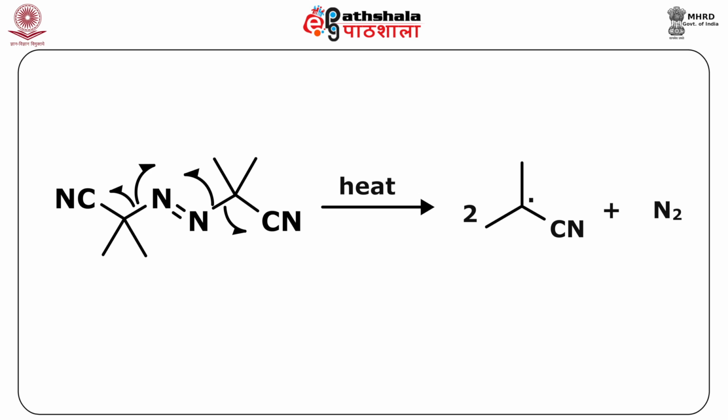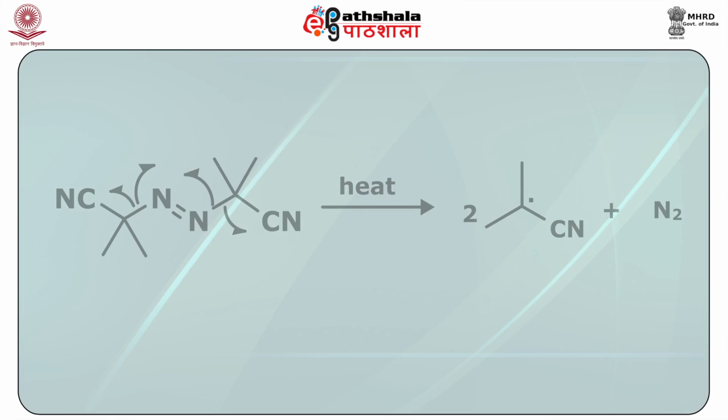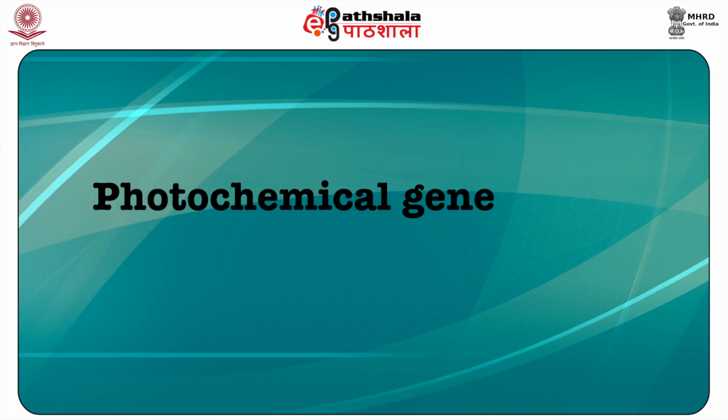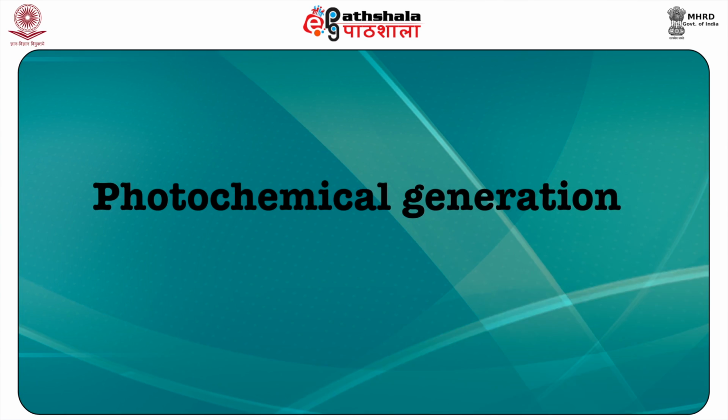For example, AIBN, that is azo bis isobutyronitrile, having this structure, on heating releases nitrogen and it will generate the free radical. As you can notice, the central C has this unpaired electron, which is further joined to 2 methyls and a nitrile group. After the thermal generation, let us look at photochemical generation.